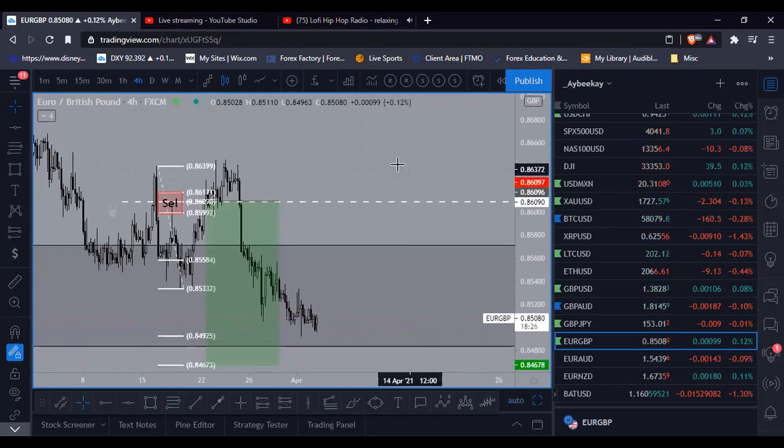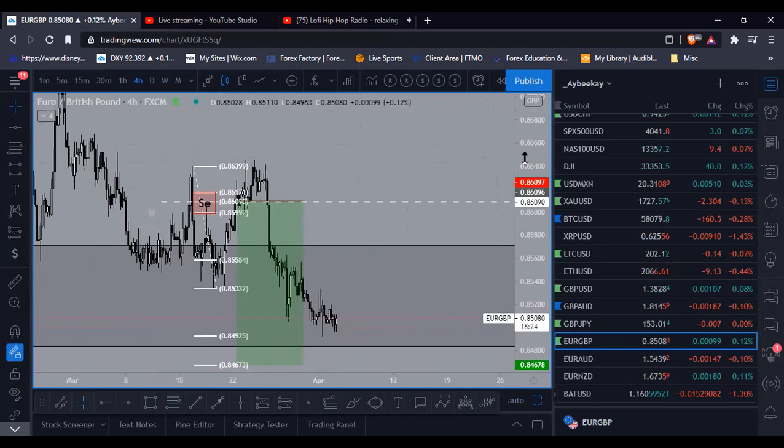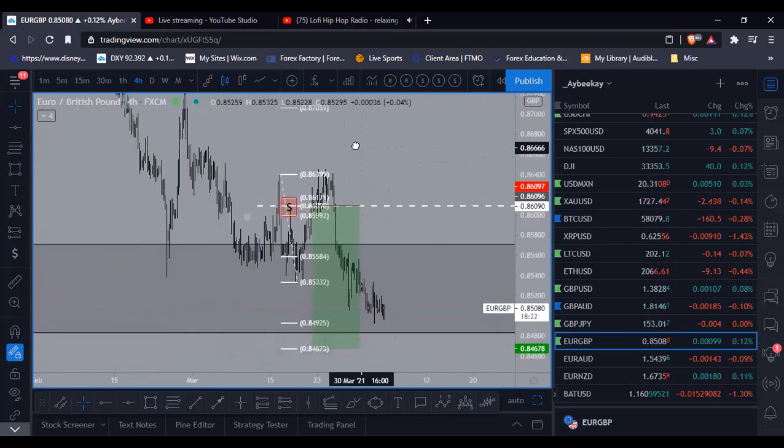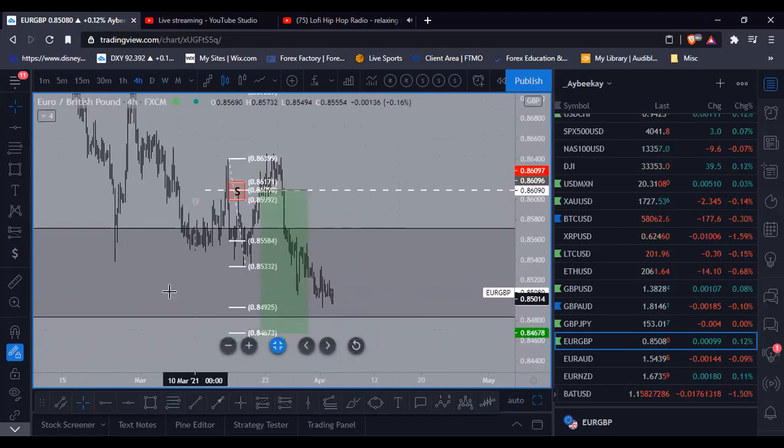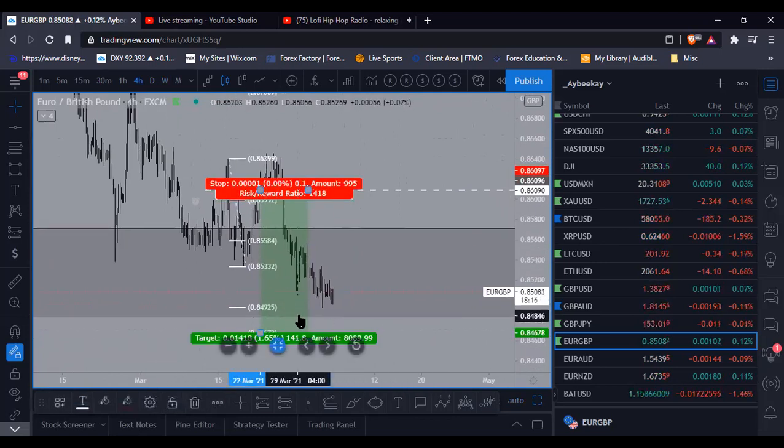Dang, this is like one of the longest analyses that I think I've ever done. EG, I think this is gonna keep personally falling down. So don't try to sell it or don't try to buy it. I mean, if you're gonna sell it, sell it after it breaks these lows.